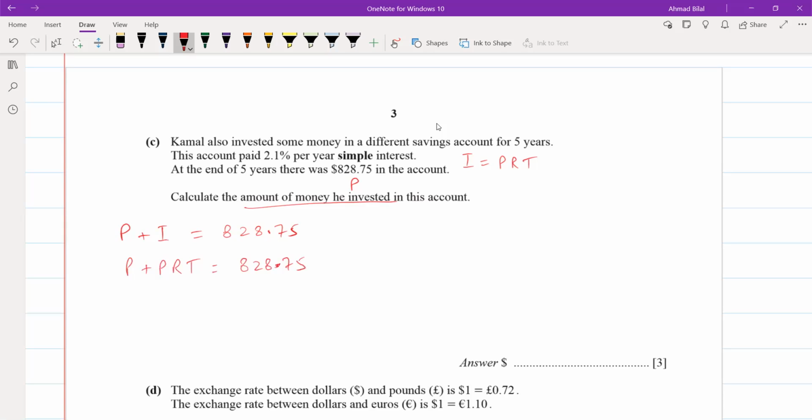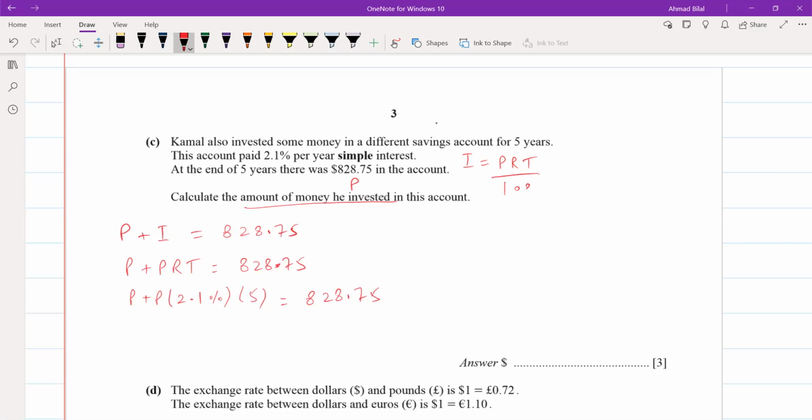828.75. ठीक है? अब यहाँ पे values input कर दें. Principal amount आपको नहीं पता, लेकिन आपको rate पता है. Rate क्या है? 2.1%, so that's 2.1% multiplied by the time. The time is 5 years, so multiplied by 5. That's equal to 828.75. अच्छा, आप लोगों ने शायद इस तरह भी देखा होगा इसको, PRT over 100.